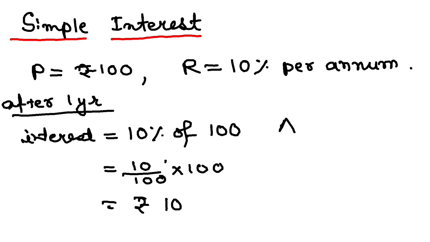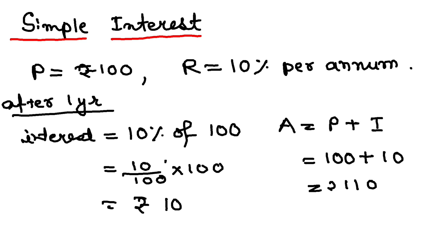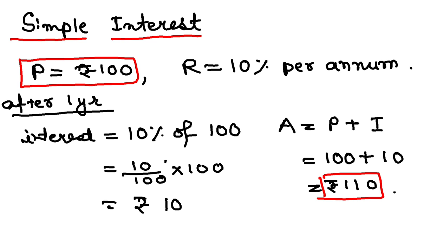So your amount A will be principal plus interest. This I have discussed in the earlier video. So it will be 100 plus 10 rupees interest, and you get 110. This is your amount after 1 year. Now let us assume that you have decided to keep the money for 1 more year. Currently my amount is 110. Initially my principal was rupees 100 only. So now let's see what will happen after the second year.